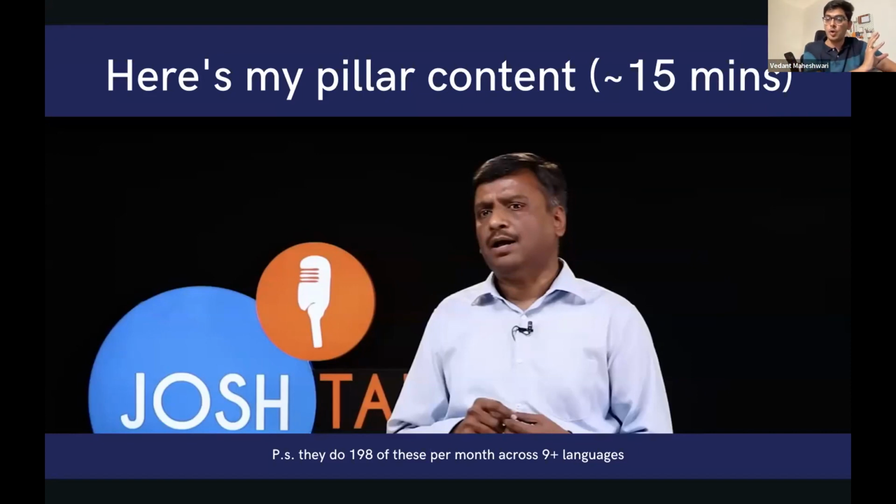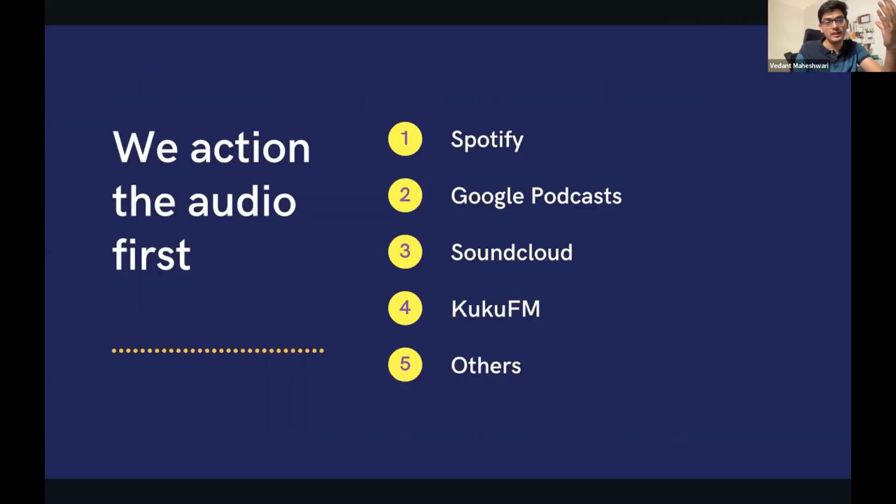So they are doing this for 200 content pieces a month. You can be doing this only for 2 content pieces or 4 content pieces a month. But the idea is to create these systems and put things into place so that you can scale your content easily. So you take a pillar piece of content, you've got a 15 to 20 minute video. What do you do with it?